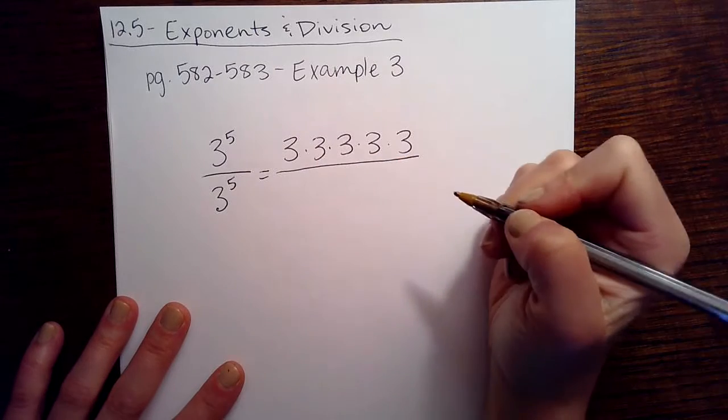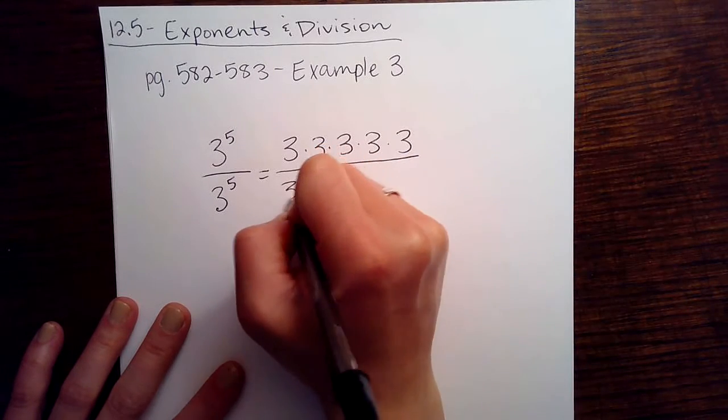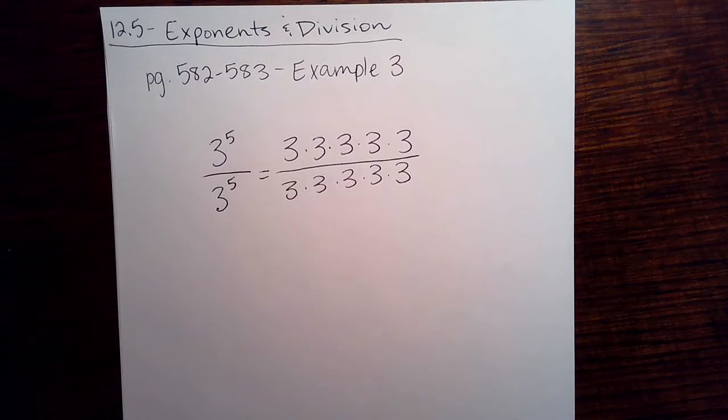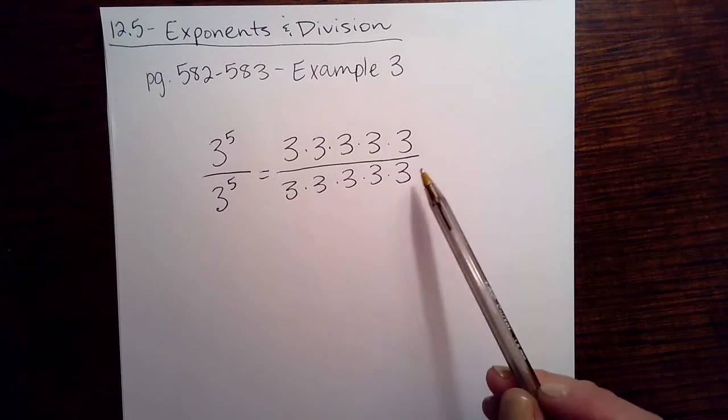3 times 3 times 3 times 3 times 3 over 3 times 3 times 3 times 3 times 3. Now I want you, before we go on with the notes, to take a second and make a hypothesis. What do you think is going to be simplified? This is going to be simplified too.